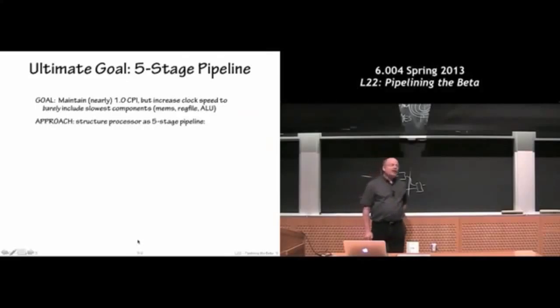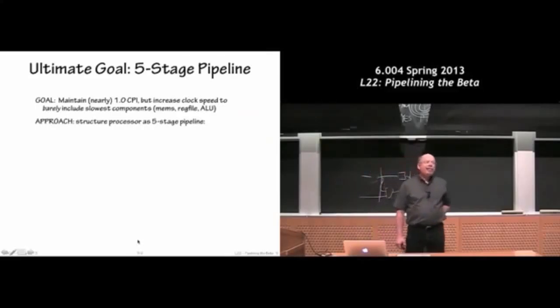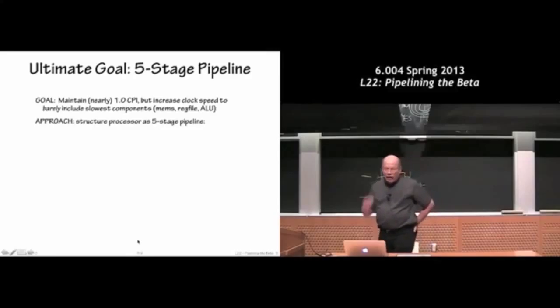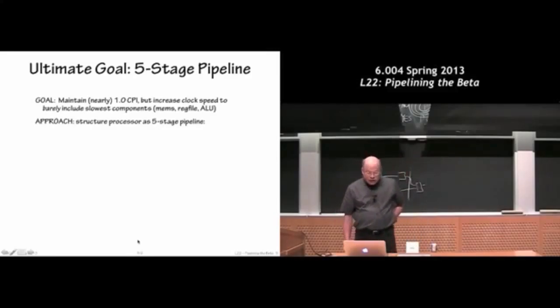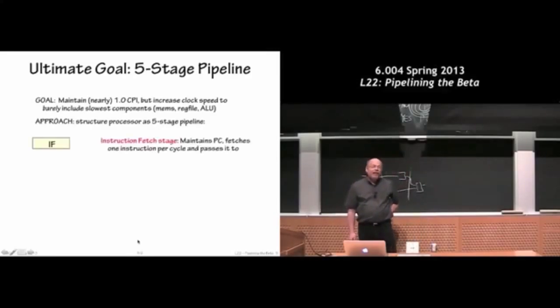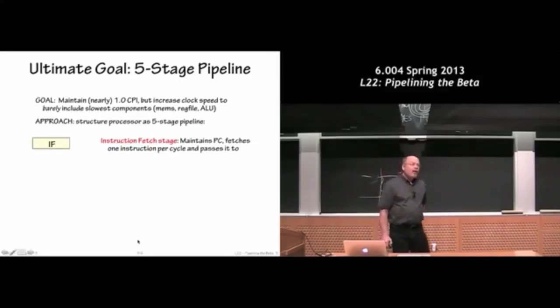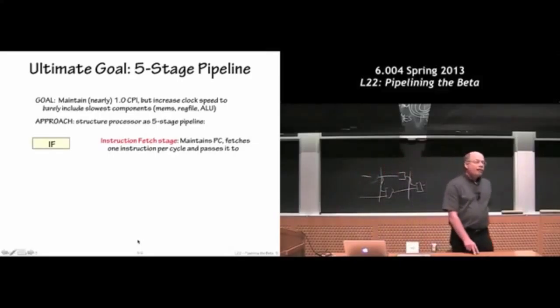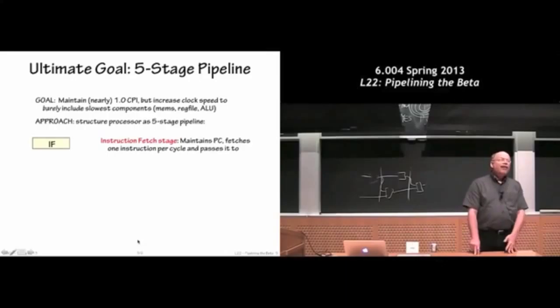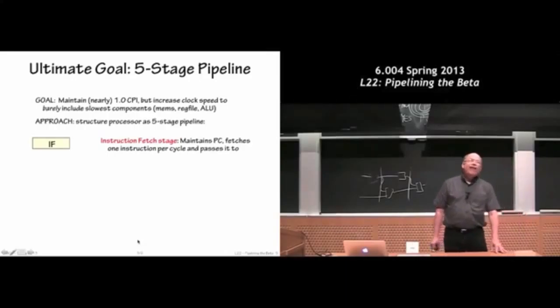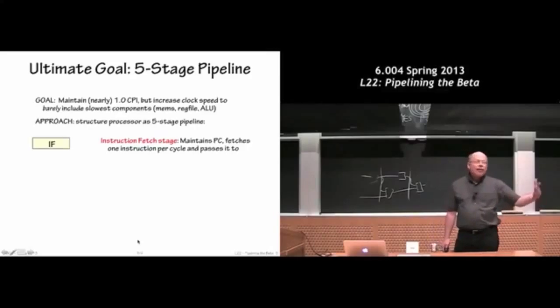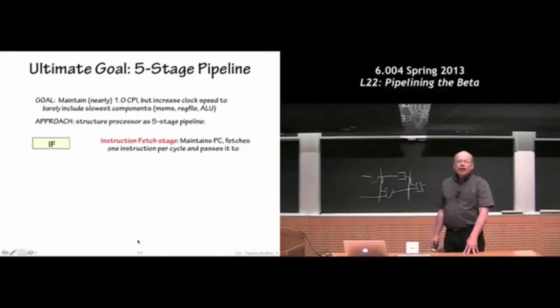So our ultimate goal, just to give you a sense of where we're going to end up, at 1:55 next Tuesday, is that we're going to build a 5-stage pipeline. So we break the execution up into 5 distinct phases. The first phase is we fetch the instruction. So that's step 1, is to take the current PC and go off and get that instruction from main memory.